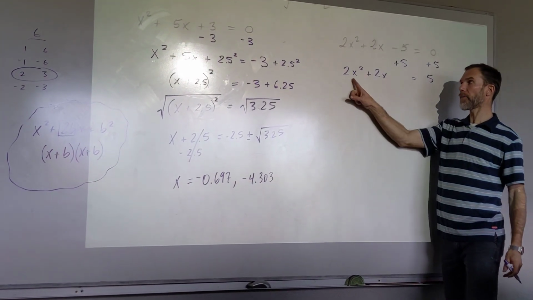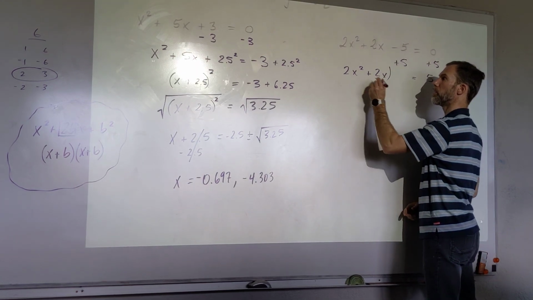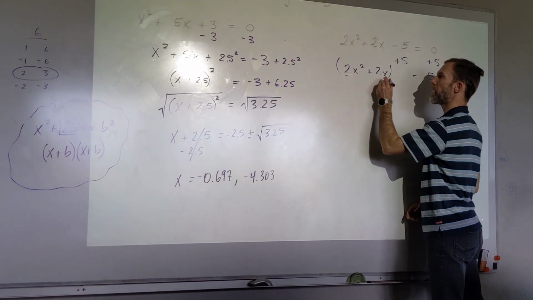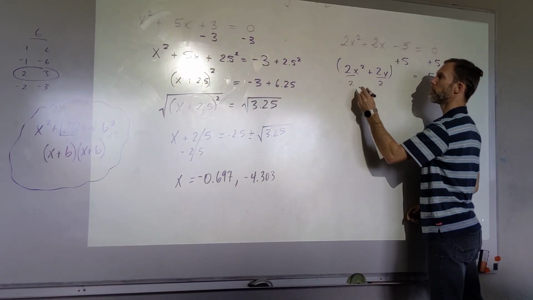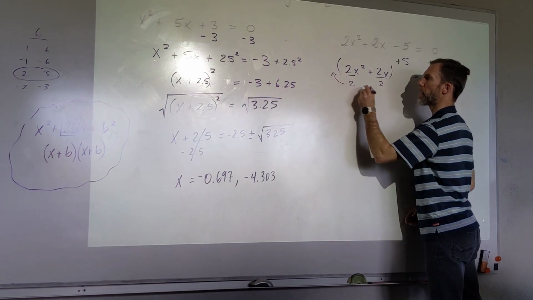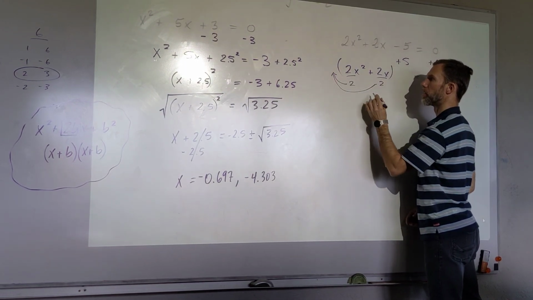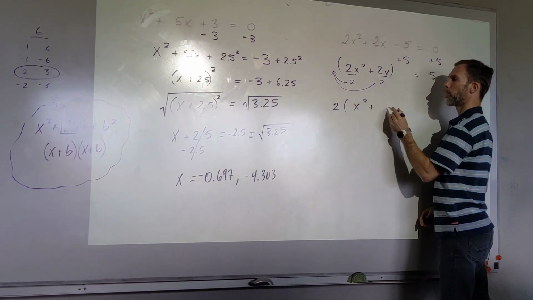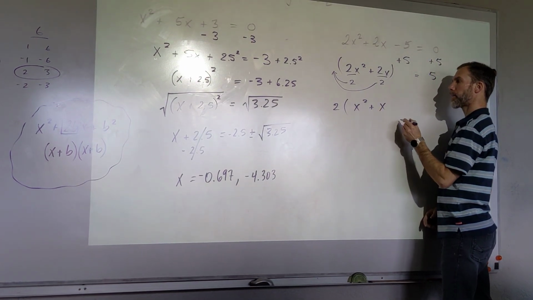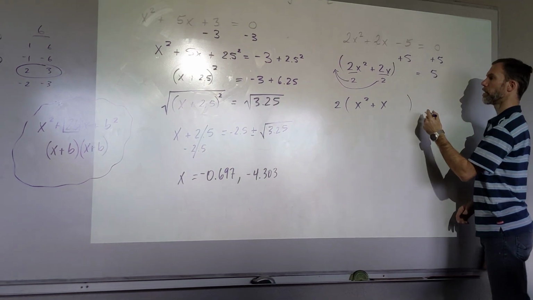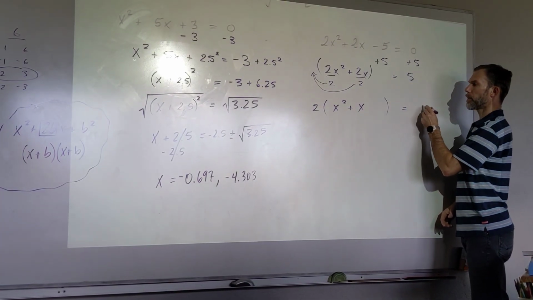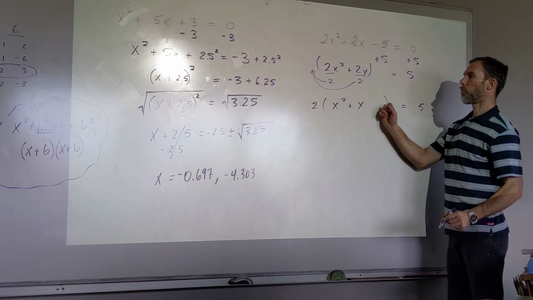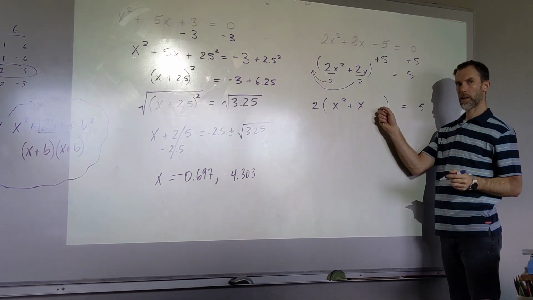Now, I have to have an x squared here. So what we do is we divide out 2 from both pieces. That goes to the outside. So I have a 2 outside, then I have an x squared plus x plus something, and that equals 5 plus something. What completes the square here?